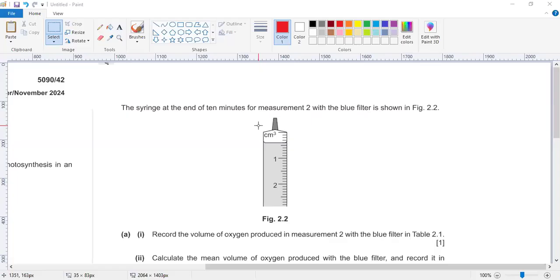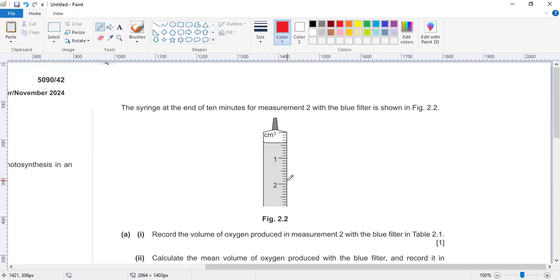Now, see, on the next page, it was written that the syringe at the end of the 10 minutes for measurement two, the blue filter, measurement two with the blue filter is shown in figure 2.2. So what is the measurement? We can see here that this is 1 and this is 2. So the volume from here to here is 1 and here to here it is 2.